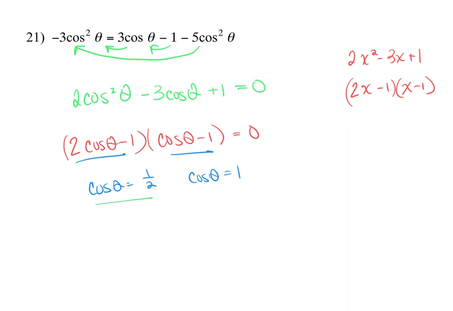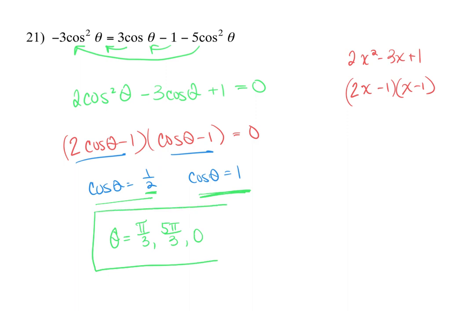Once you've identified this, you're just going to go to your unit circle and say, what angle gives me a cosine of 1/2? And so positive 1/2 happens in the first quadrant and in the fourth quadrant for cosine. And then what angle gives me a positive 1? Well, that is 0. And so these would be your 3 answers for theta.